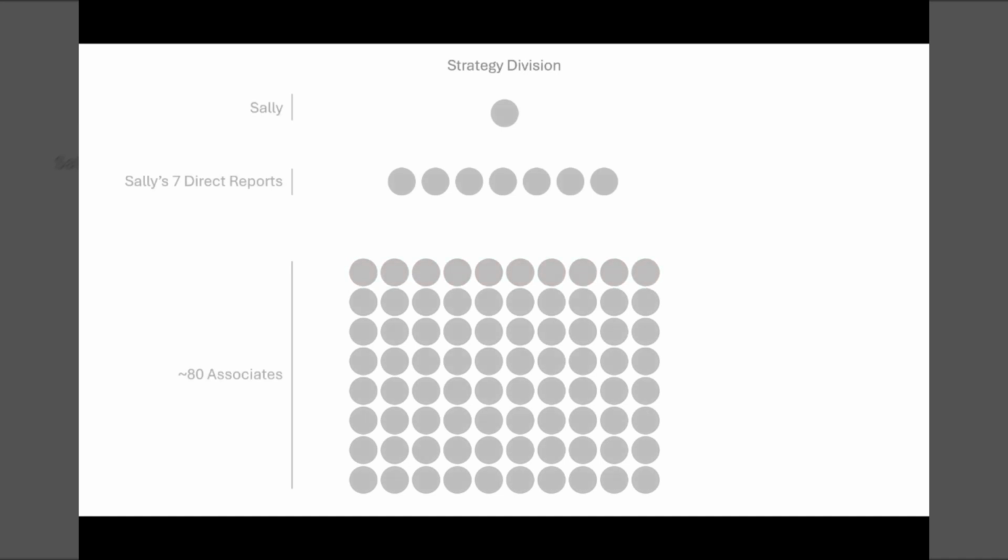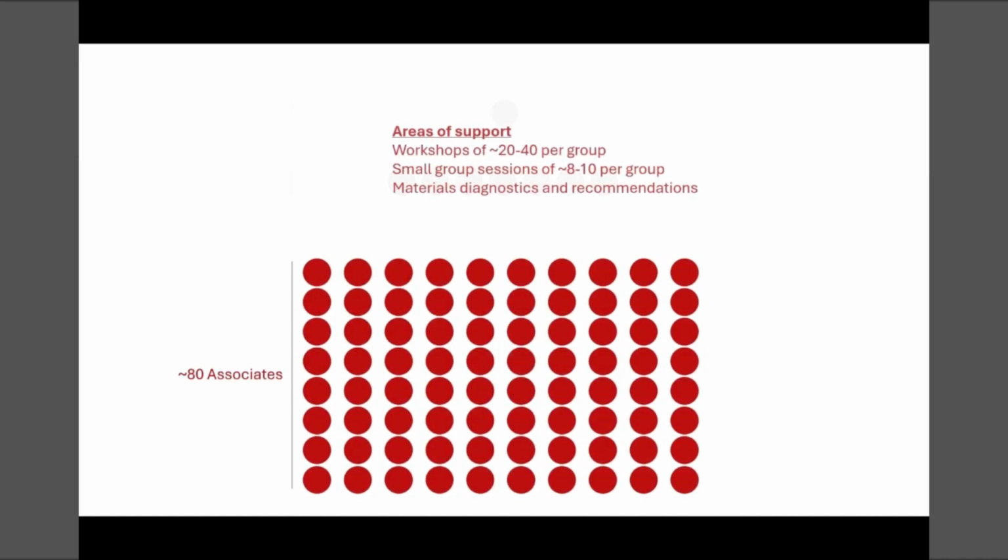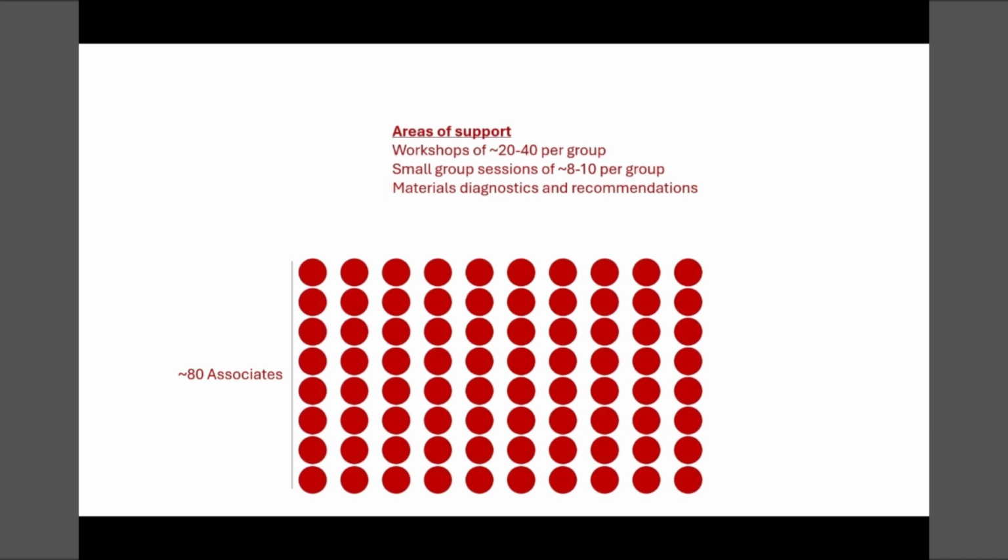And then for the remaining 70 to 80 or so associates, that big critical mass group, we don't want to neglect them. And so for them, you could see that, it's about workshops of 20 to 40 per group.